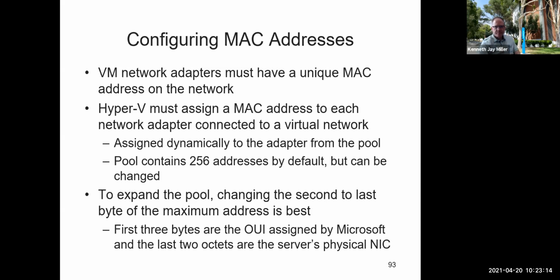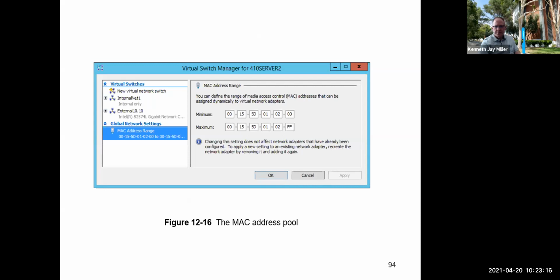All right. So here's where you can go in and modify the range. This basically says it starts 00155D, and this is the OUI for Hyper-V, and then it goes 010200 to 0102FF. So that will go through these 16 bits, because each one of these hex characters represents 4 bits. So this is 8 bits of data, and 2 to the 8th is 256. So you could change this to 03, and then you'd have an additional 256 there. All right.